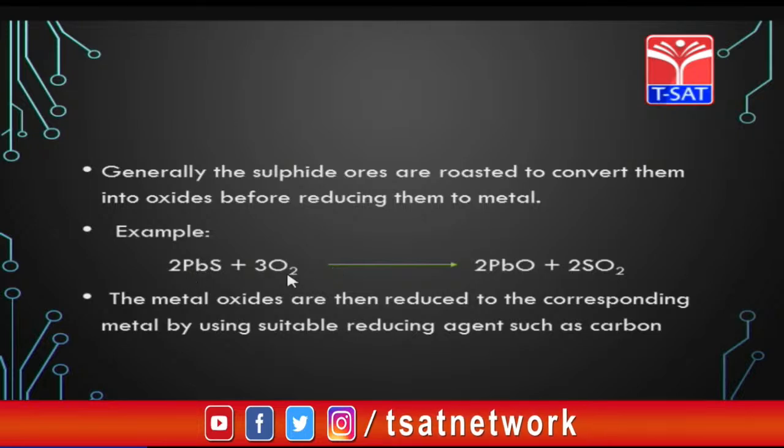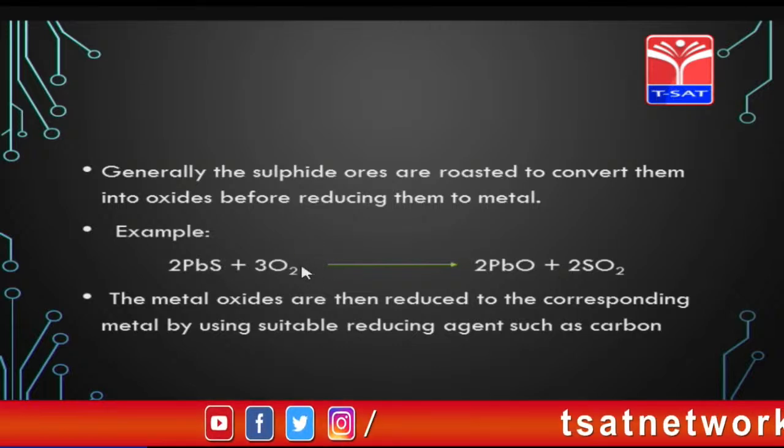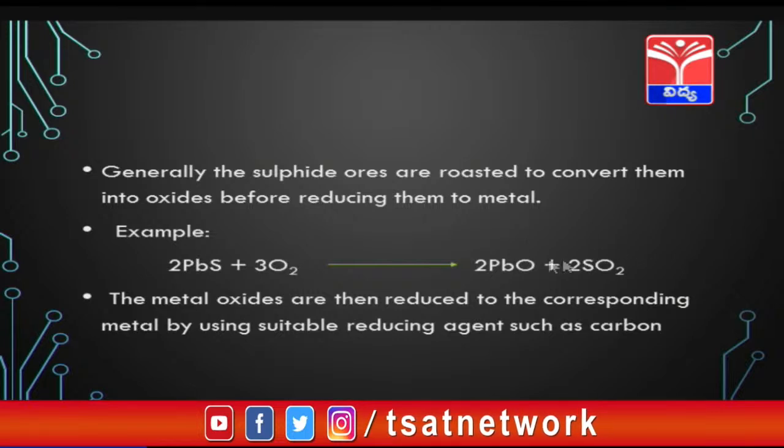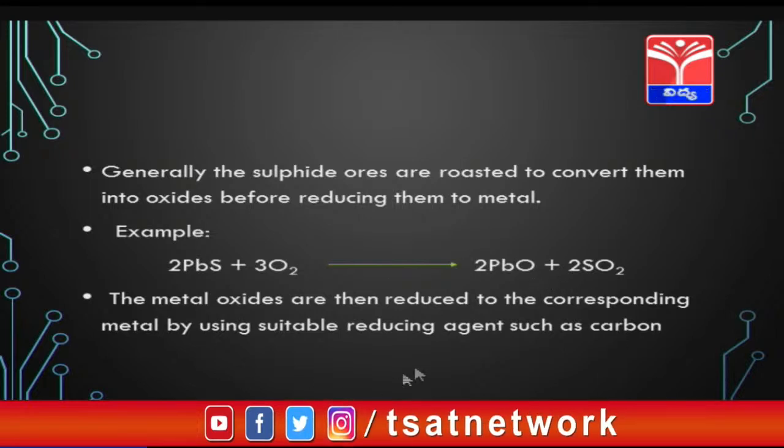lead is also combining with oxygen to form lead oxide, and sulphur is also combining with oxygen to form sulphur dioxide. Thus what we have done here, children, we have removed sulphur impurity with the help of oxygen as sulphur dioxide, and we have seen that lead has formed a lead oxide. Now this lead oxide can be reduced. Reduced means what? Removal of oxygen atom. So thus the metal oxides can be reduced to form pure metals.